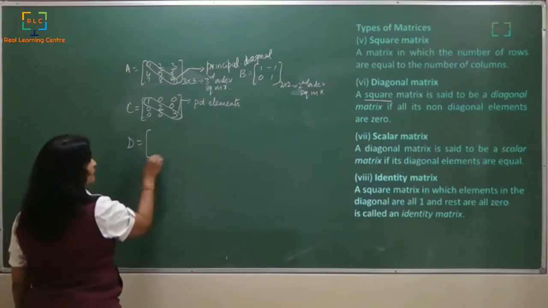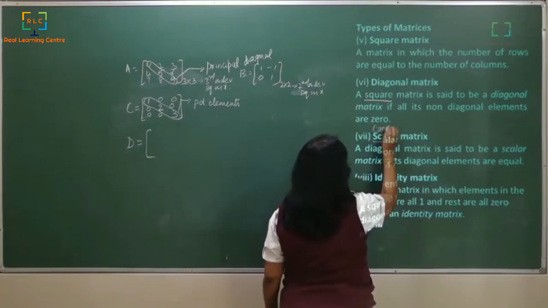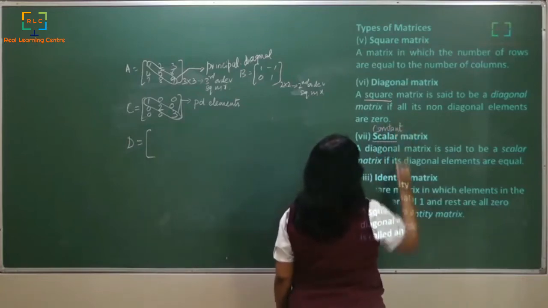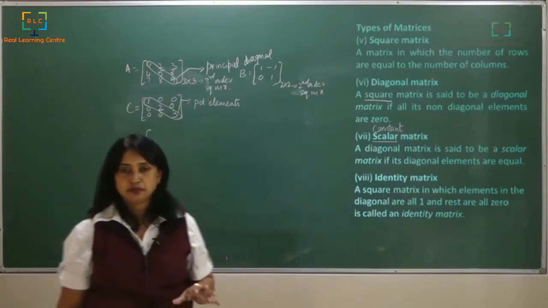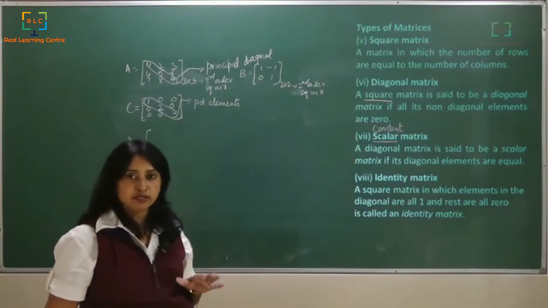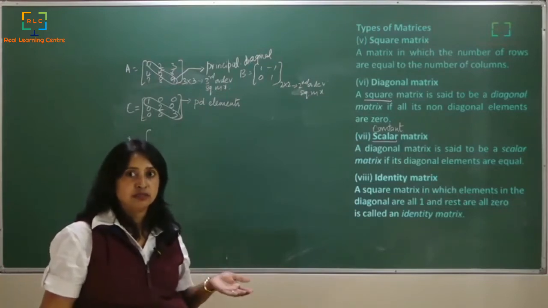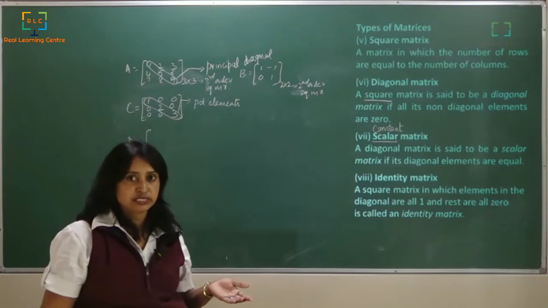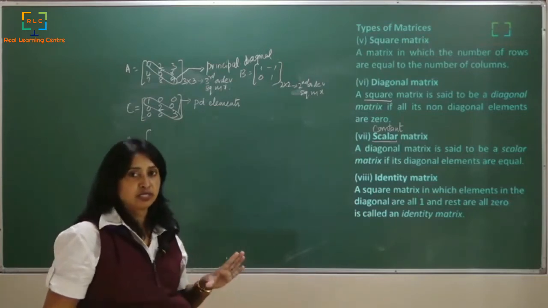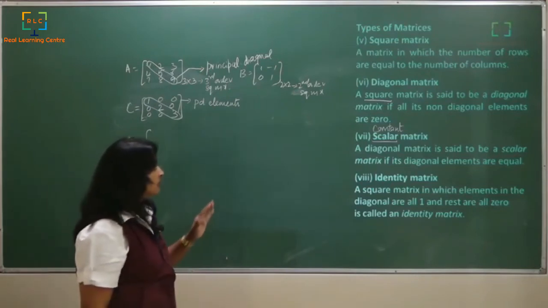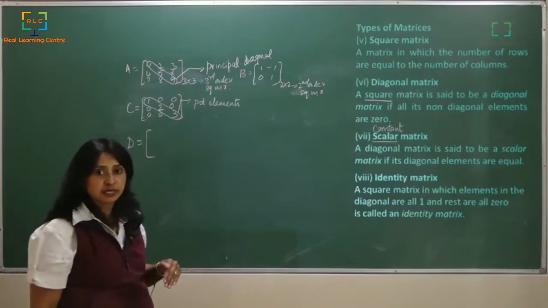D equal to, we are coming to the scalar matrix. The word scalar means constant. Or something which has only a magnitude and no direction is called a scalar quantity in your physics. Now in mathematics, scalar means it's always one constant. So we don't say constant matrix, we say scalar. From the diagonal matrix we get the scalar matrix.